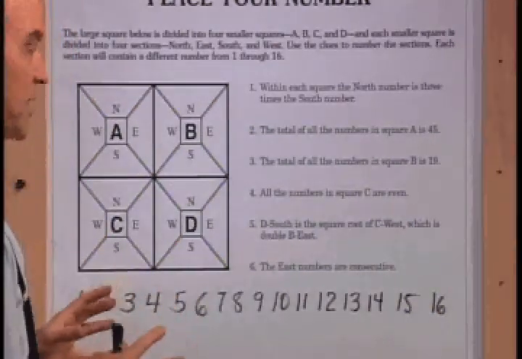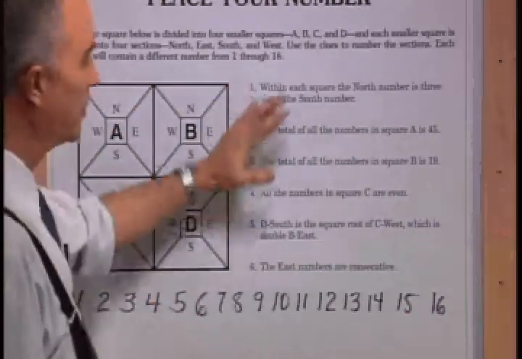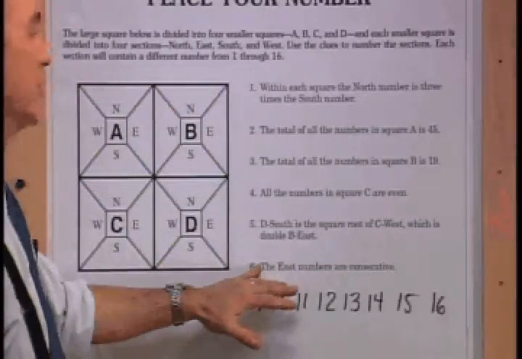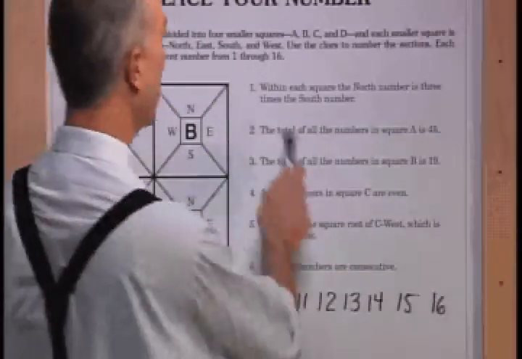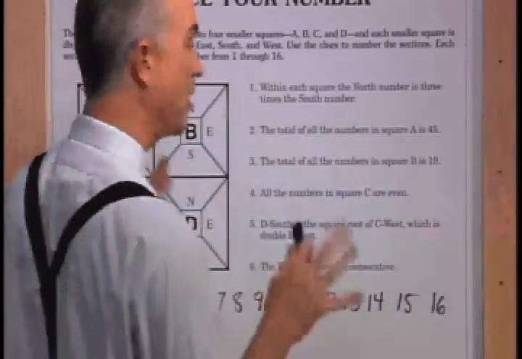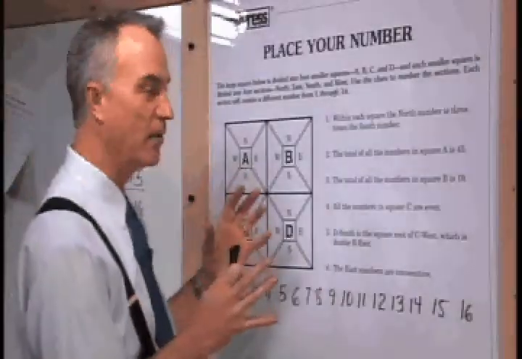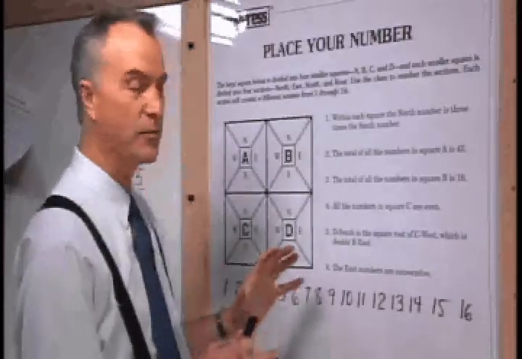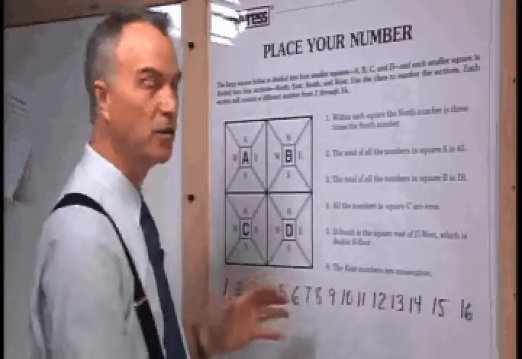One of the interesting things about Place Your Number is that there's just a very few number of clues. There's only 6 clues. Let's read through them real quickly. We're going to read through all the clues before we try to start solving anything, and that's always a helpful place to go rather than getting down to clue 6 and realizing that you should have gotten there before you did clue 1.